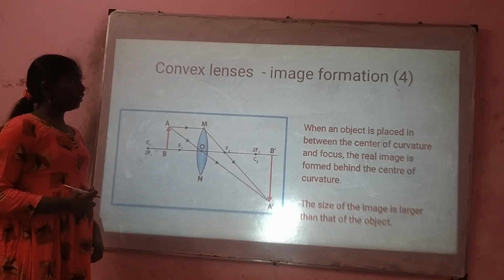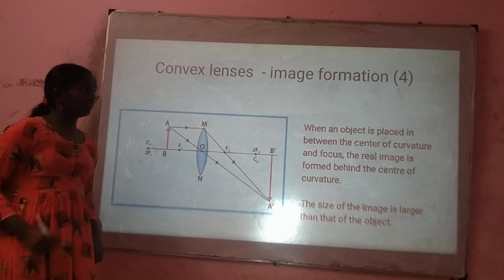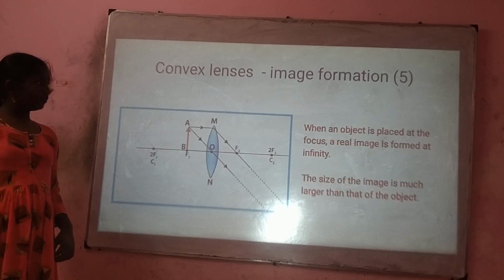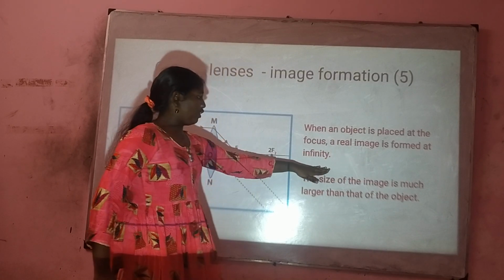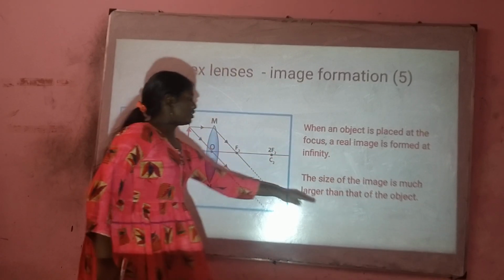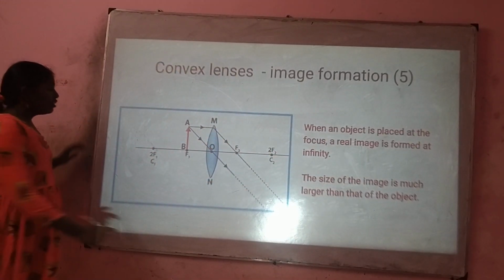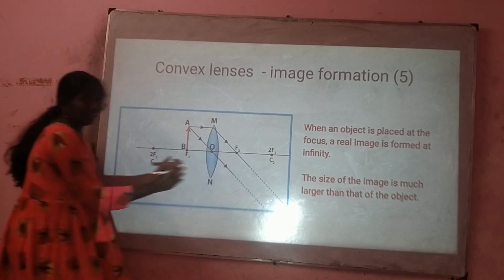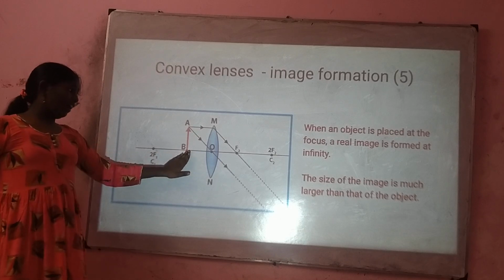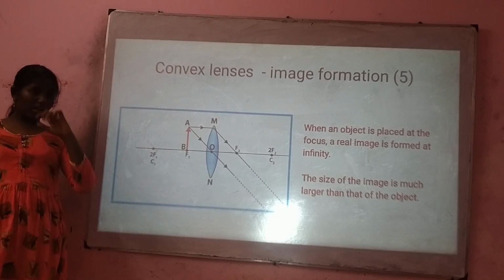Image formation in convex lenses, case 5. When an object is placed at the focus, the image is formed at infinity. The size of the image is much larger than that of the object. The object is placed at F1, the rays go parallel and far away, and the image would be very large, much, much larger than the object.